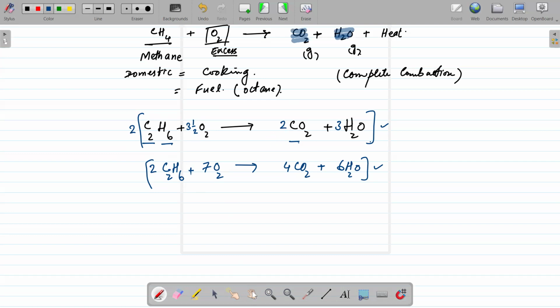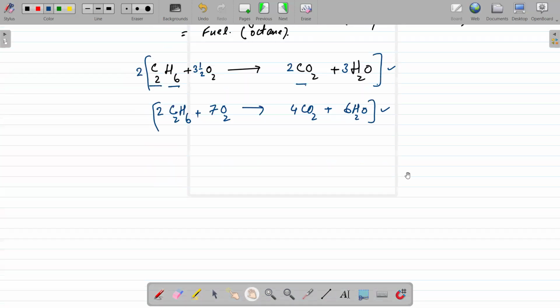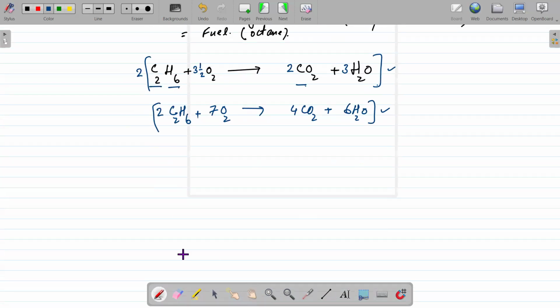So let's try one more example. Let's say I have propane, C3H8, and its complete combustion giving me carbon dioxide and water.